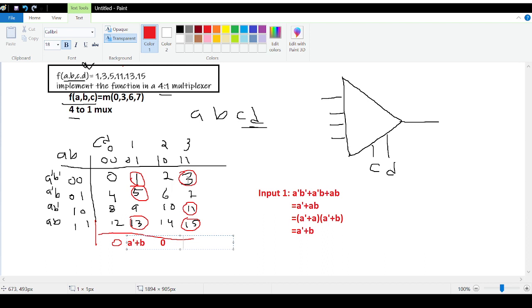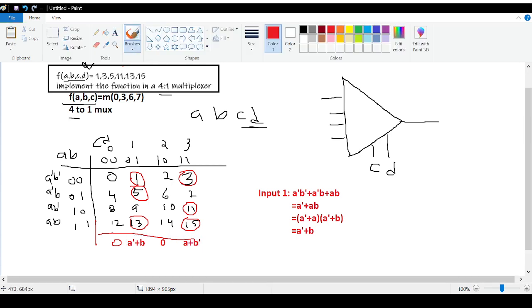Then we'll have a plus b bar. Right, it is a plus b bar. Okay, next part would be after doing this. This is input number 0, 1, 2, 3. So from input number 0 and 2, input 0 to 0 will pass. So from 0, we will ground it.